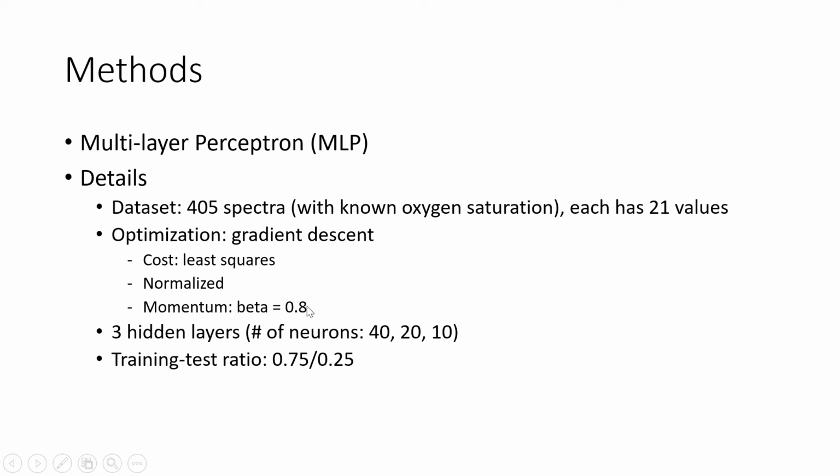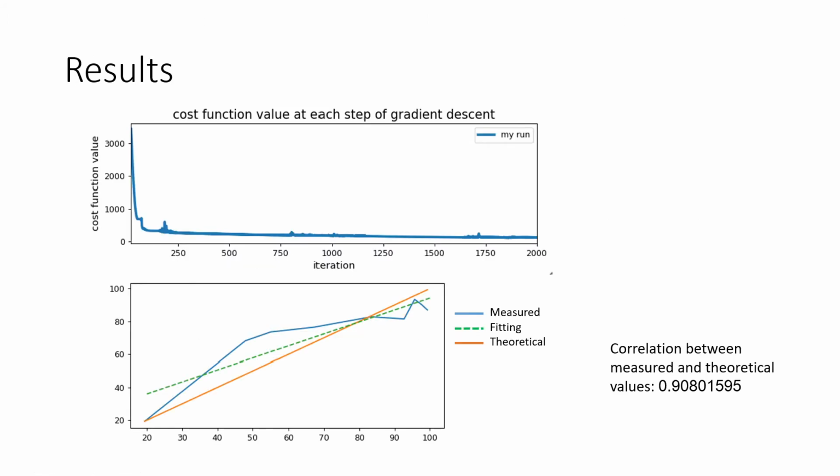In terms of structure, we have 3 hidden layers. The number of neurons were 40, 20, and 10, and our training set to test set ratio was 0.75 to 0.25. And here is the result.